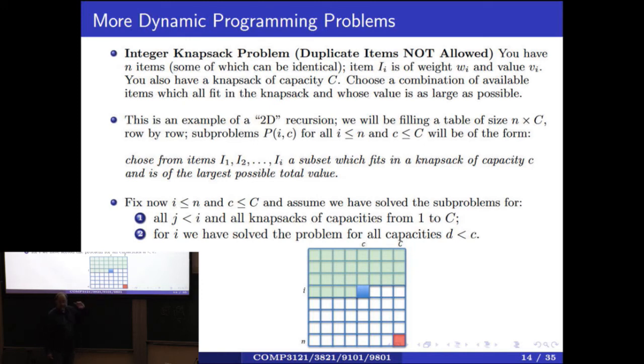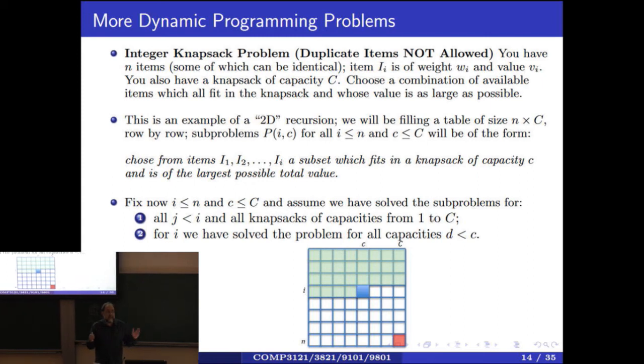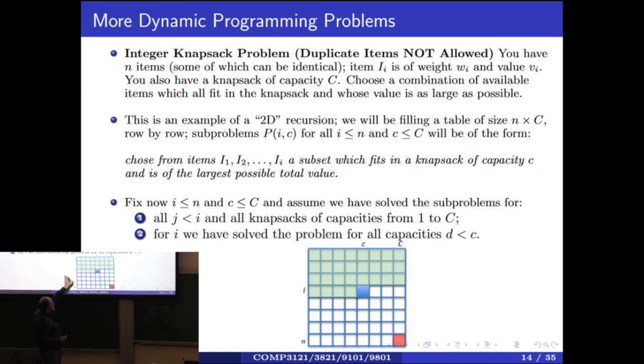Do you understand what this table is? You have a bunch of objects. You order them in any way you want, so they are objects I1, I2, up to object IN. And you have a knapsack of capacity C. Instead of that, you replace it with many knapsacks of each smaller capacity, small c smaller than C. And you solve the problem: choose among the first I items the optimal combination that fits the knapsack, in the sense that the total value of all chosen items is as large as possible, but their weight does not exceed the capacity of the knapsack.